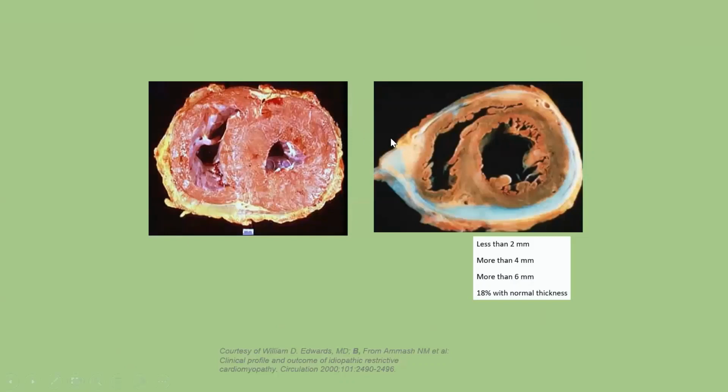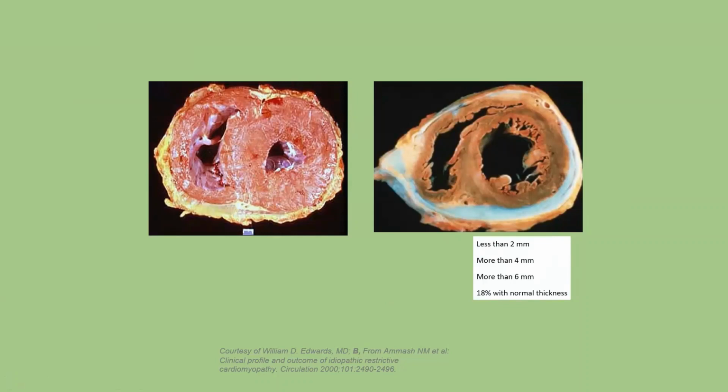Remember, I have showed you this slide in the first presentation, and this is a calcified pericardium, and this is fibrotic thick pericardium. And we said that the normal pericardium thickness is less than 2 millimeter. If it is more than 4 millimeter, that is towards the diagnosis of constriction. If it is more than 6 millimeter, the specificity for the diagnosis of constrictive pericarditis becomes really so high.